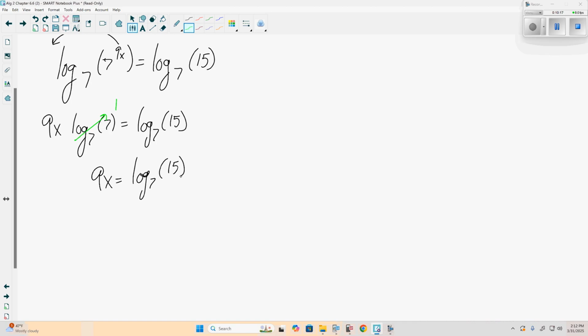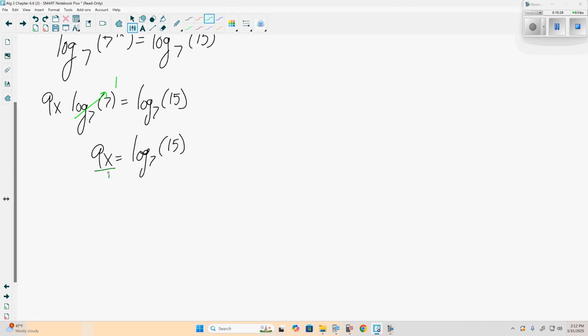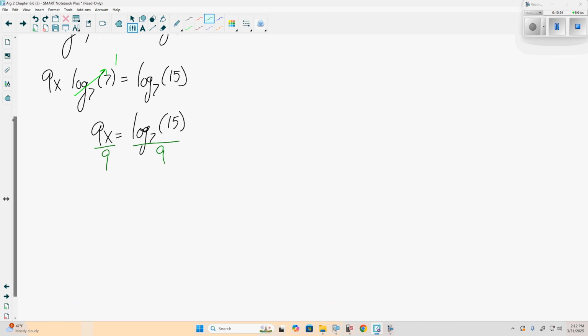Questions on how we got to this point here? We good with this so far? Is x by itself? So the last thing we have to do in solving is to divide by 9, telling us that x is equal to log base 7 of 15 all over 9.